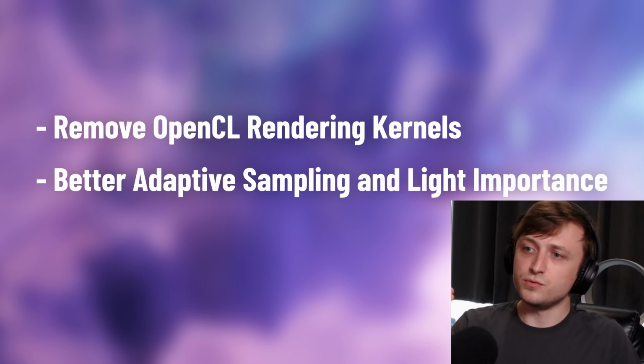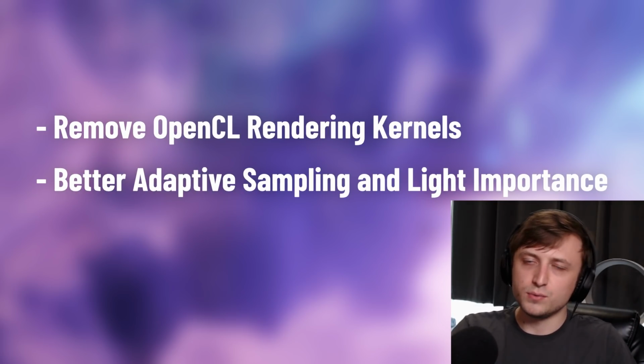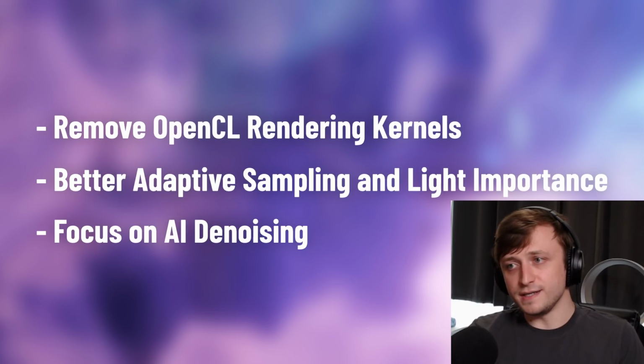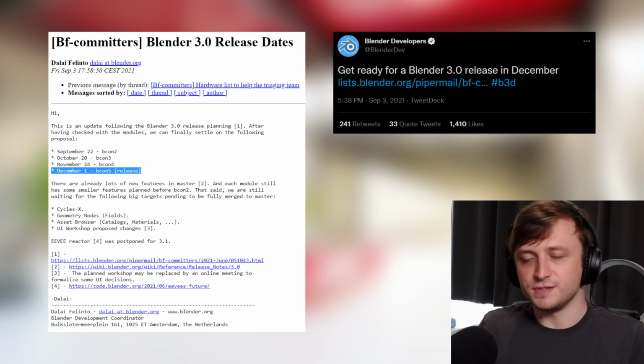Apparently they also want to remove branched path tracing. They want to focus more on adaptive sampling and light importance techniques. And they also want to remove NLM denoising by focusing more on AI denoising techniques, and in particular, OpenImageDenoise. So that should be coming with Blender 3.0 at the beginning of December, like I said in the last video, but remember, subject to change and delays as always.